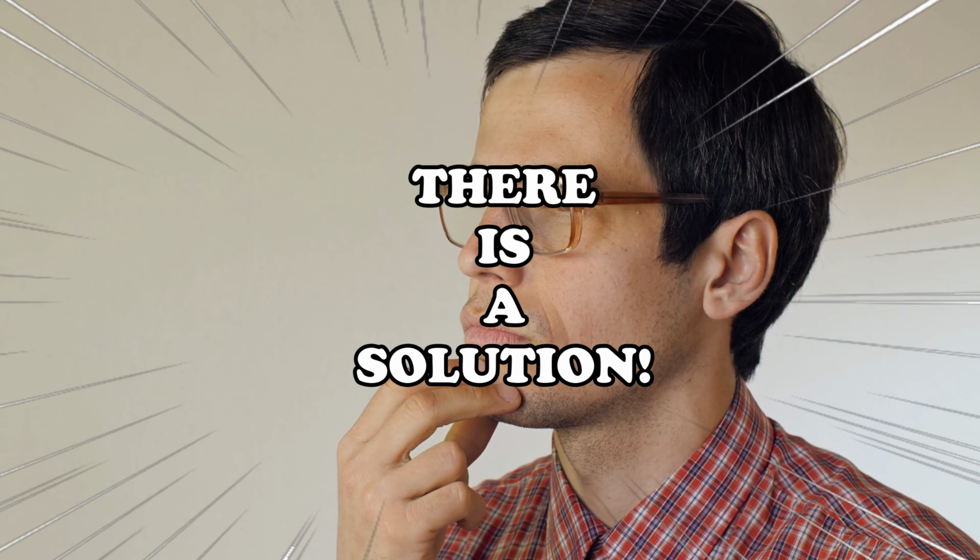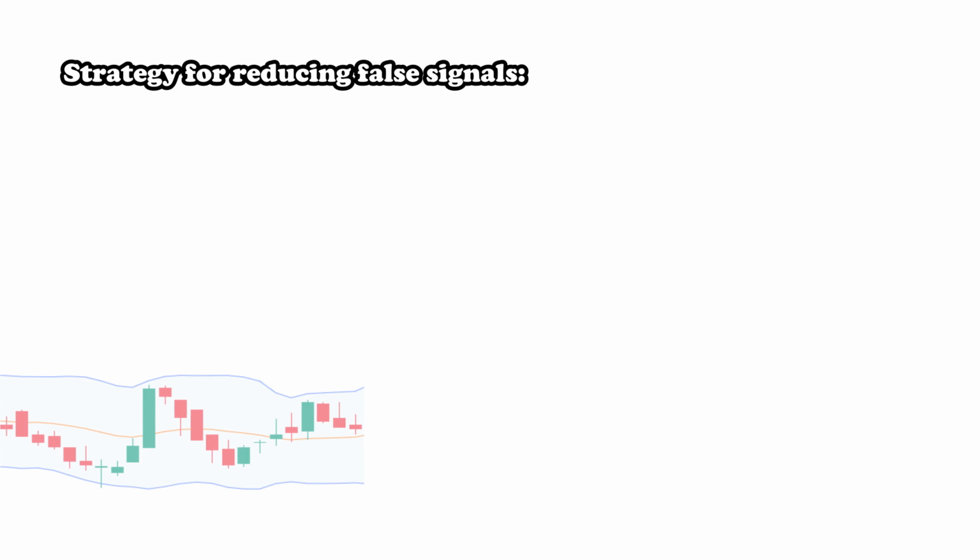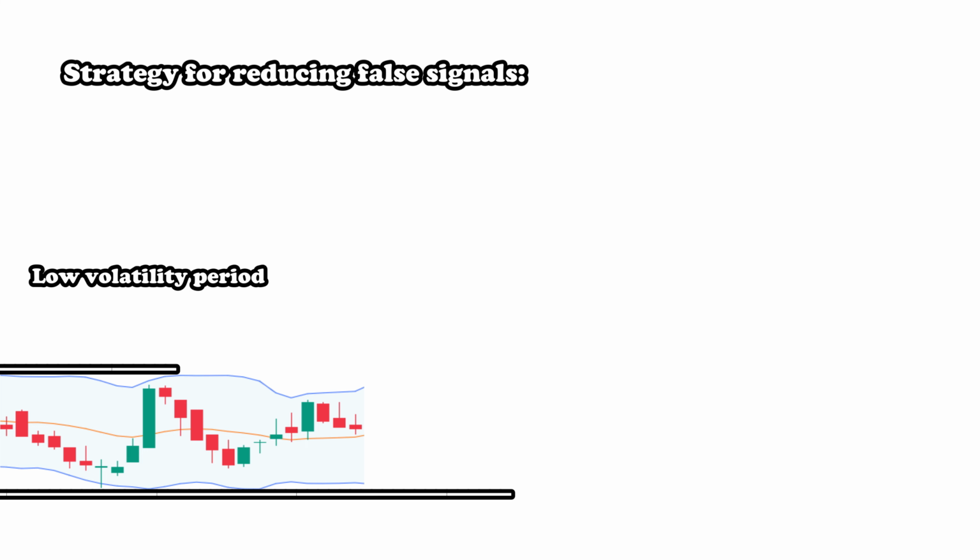But do not fear, there is a solution to reduce the frequency of false signals like this. Bear with me. For this, we must go back to step 1. In order to reduce the occurrence of false signals during a low volatility period, a strategy of marking horizontal support and resistance levels is employed.